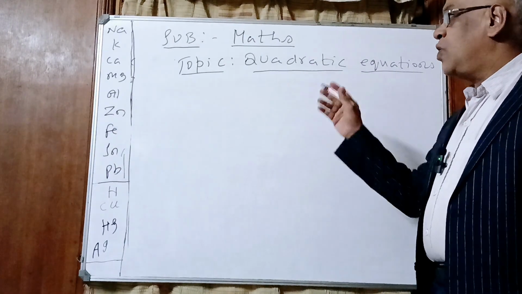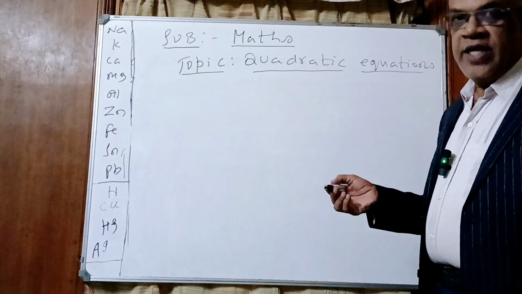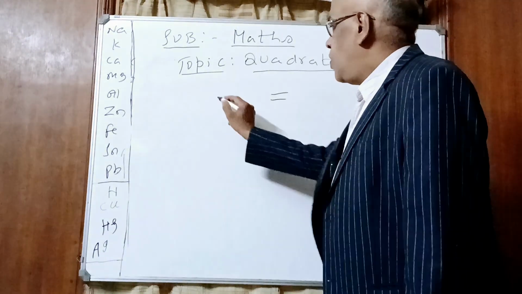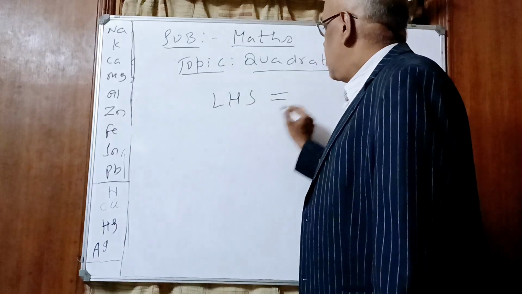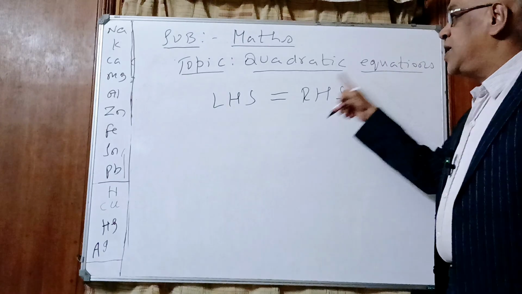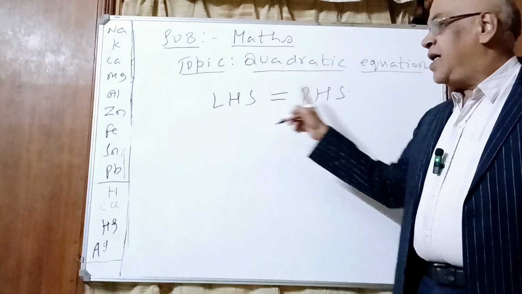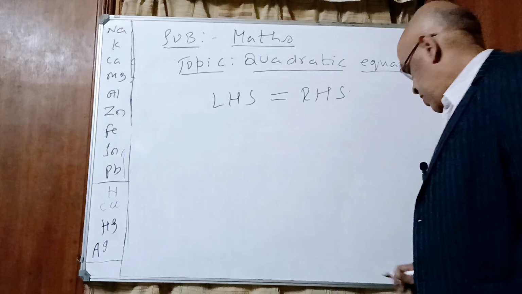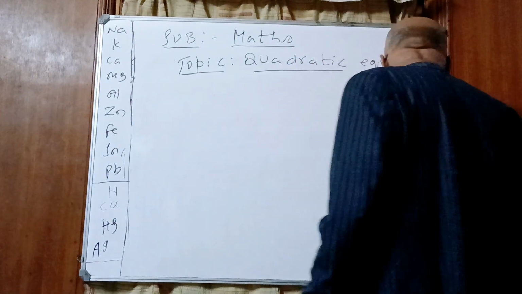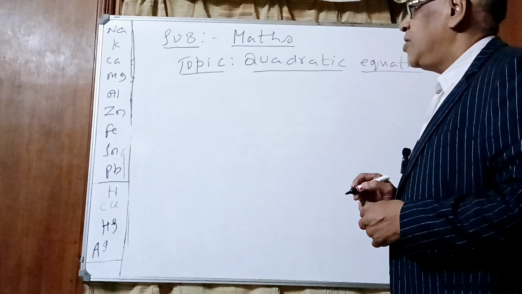What's the name of the topic? Quadratic equation. What's a quadratic equation, children? It is an equation. Equation is what? Statement of equality. Whenever we say equation, both sides are equal. With the equality sign, both sides should be equal. LHS is equal to RHS. That is called an equation. Polynomial, algebraic expression with many terms. Algebraic expression, combination of constant and variable. All these things we'll study during this topic.